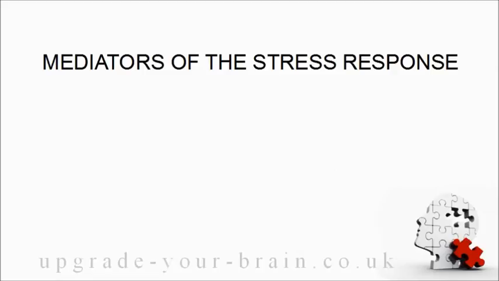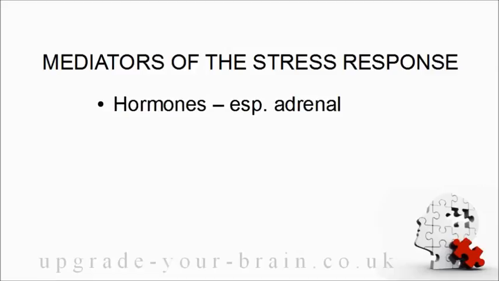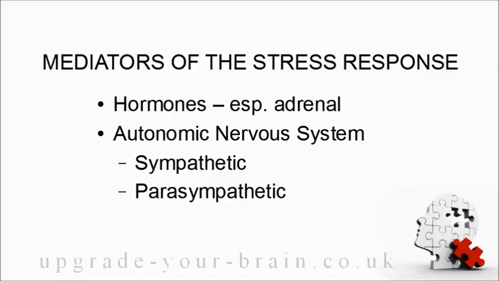So in the stress response, the brain sends messages to the rest of the body to prepare for action. And the messages are carried in two ways. Firstly by hormones, and adrenaline is the best known example, and we know that it gives us a rush of energy. And secondly via nerves, and particularly by nerves of the autonomic nervous system. Now, this is a largely involuntary part of the nervous system, and it's got two branches. They're called sympathetic and parasympathetic. These work like the accelerator and brake in terms of the body's arousal level.